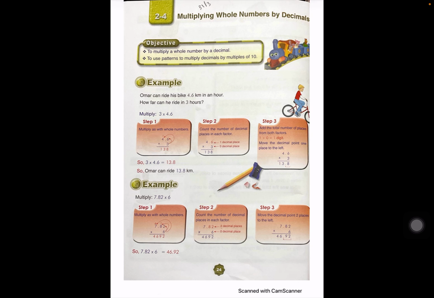Today, our math lesson will be a new lesson. We are going to take lesson 2.4, multiplying whole numbers by decimals. You have a whole number and you are going to multiply this whole number by a decimal. This is page 24, so all of you open your books to this page.